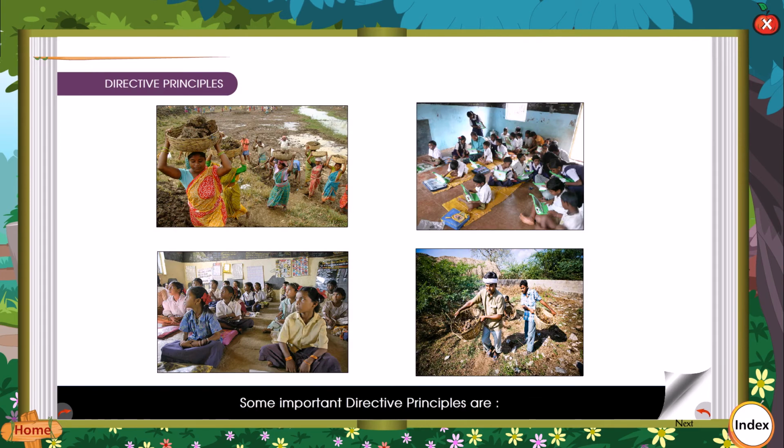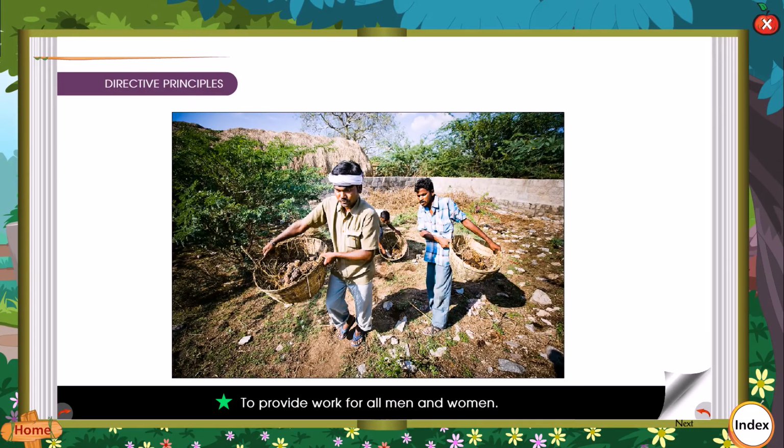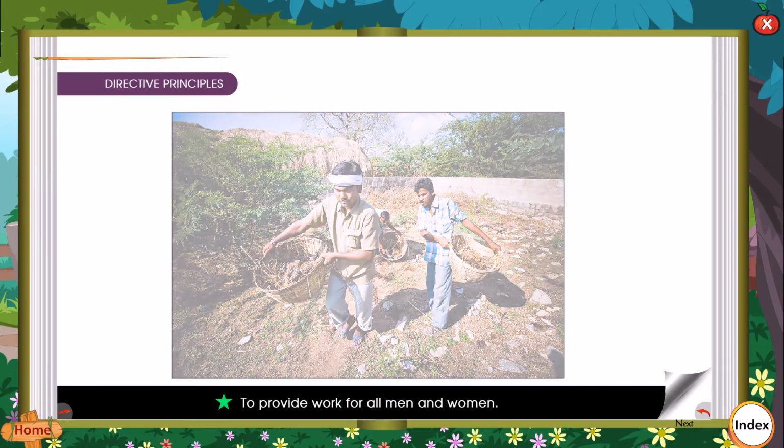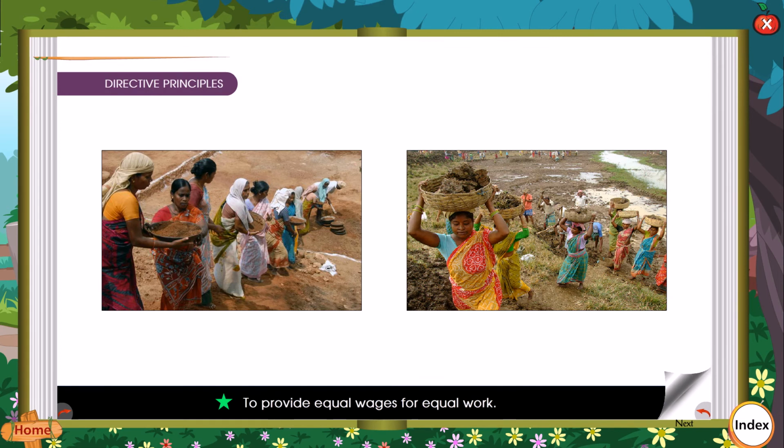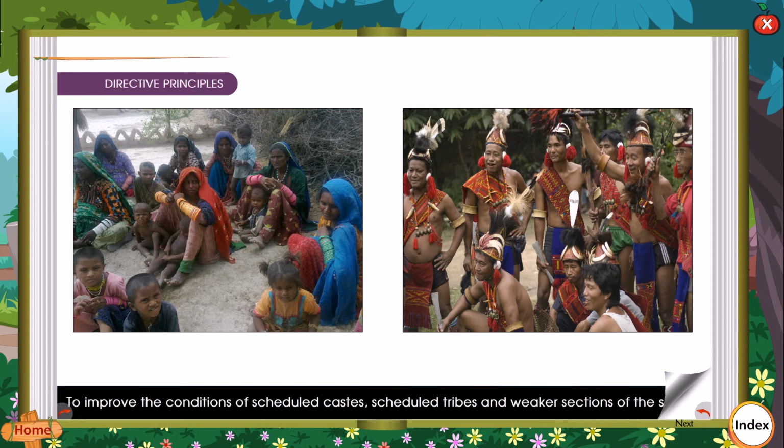Some important directive principles are to provide work for all men and women, to provide free and compulsory education for all children up to the age of 14, to provide equal wages for equal work, to ensure that no one exploits others in order to become rich, to improve the condition of scheduled castes, scheduled tribes, and weaker sections of the society.